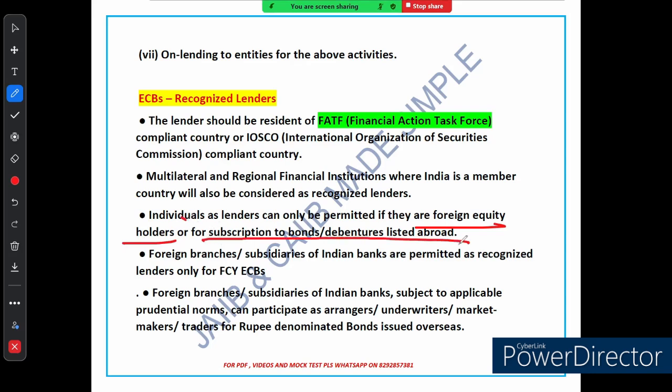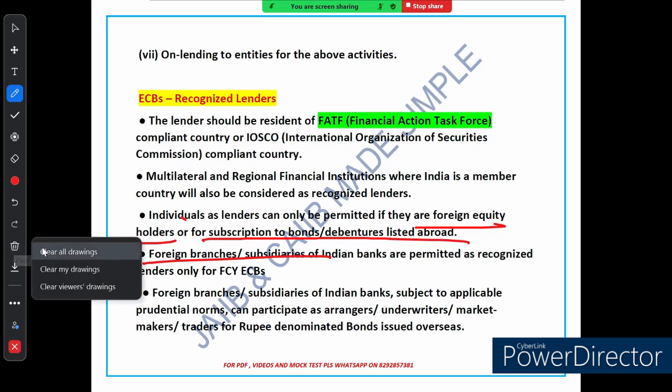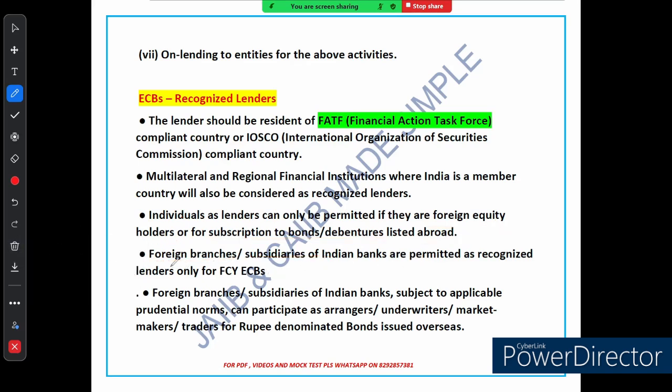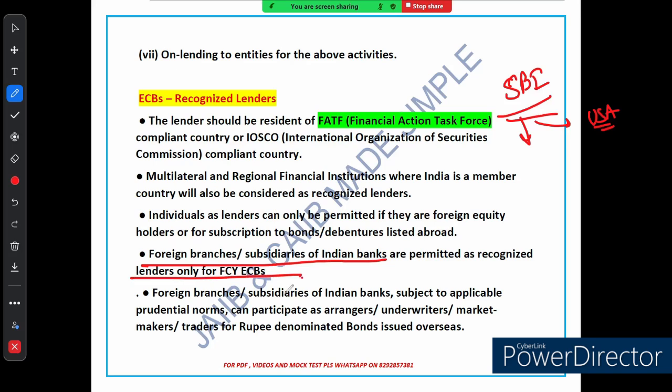Next thing is foreign branch subsidiary of Indian bank. See, these branches can only lend foreign currency loan. They cannot lend INR ECB. Remember, very, very important. Let me give an example. For example, SBI. So SBI has a foreign branch in USA, suppose, and suppose there is some subsidiary of SBI in USA. So they are permitted as recognized lender only for foreign currency ECB.